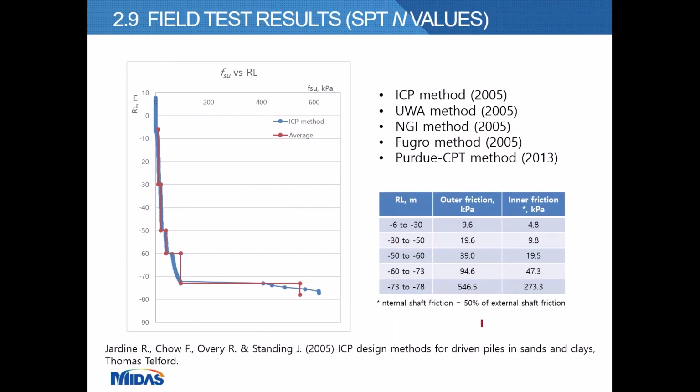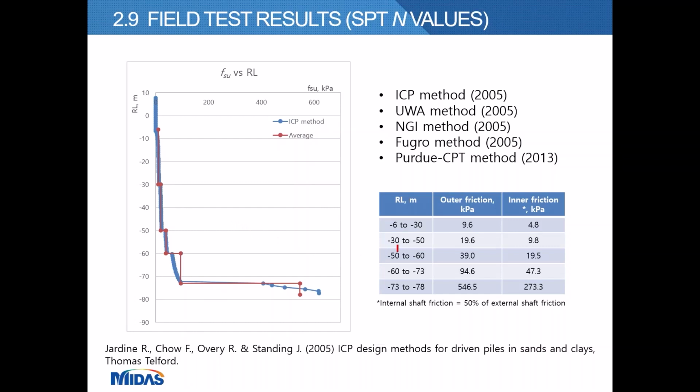There are a few methods to estimate the shaft resistance of the steel pipe pile. For example, the ICP method, UWA method, NGI method, Fugro method, and Purdue CPT methods. In this analysis, we computed the ultimate shaft resistance by referring to the ICP method. The ultimate shaft resistance is shown in this figure, and the exact values are given in the table on the right.